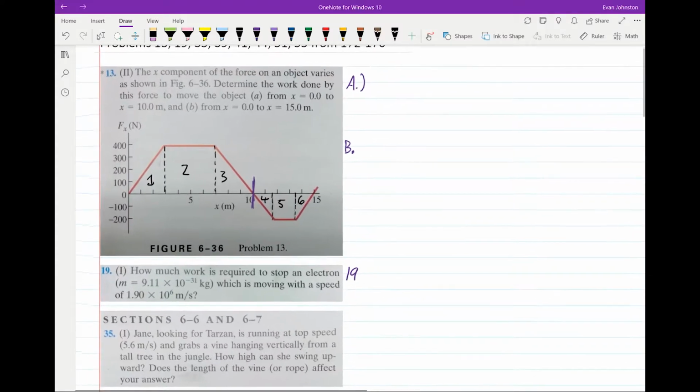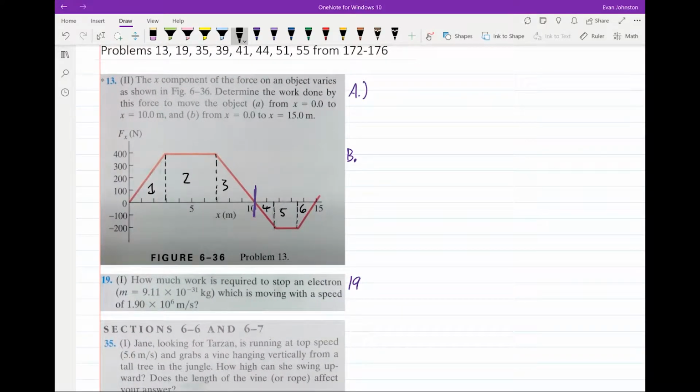And so looking at this first one, it's saying the X component of some force, so there's something getting pushed along in the X direction, like a box or something, and the force varies as shown in this diagram below, and we're being asked to determine the work done by this force to move the object. We're being asked about from 0 to 10 and from 0 to 15. So it's essentially saying from here to here, and then a second time from here to the very end is really what it's asking us.